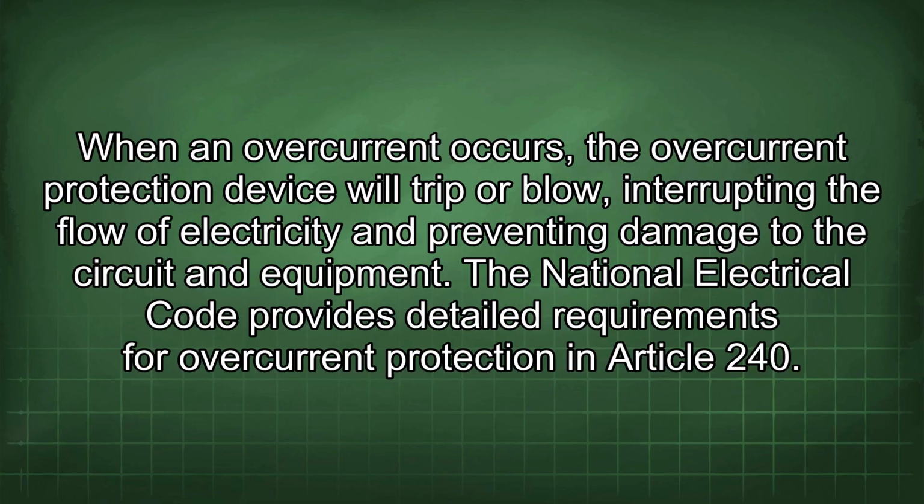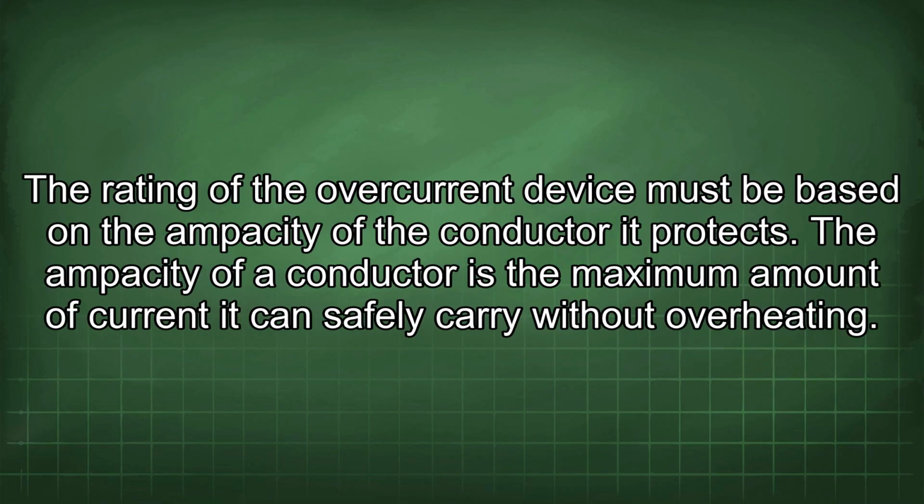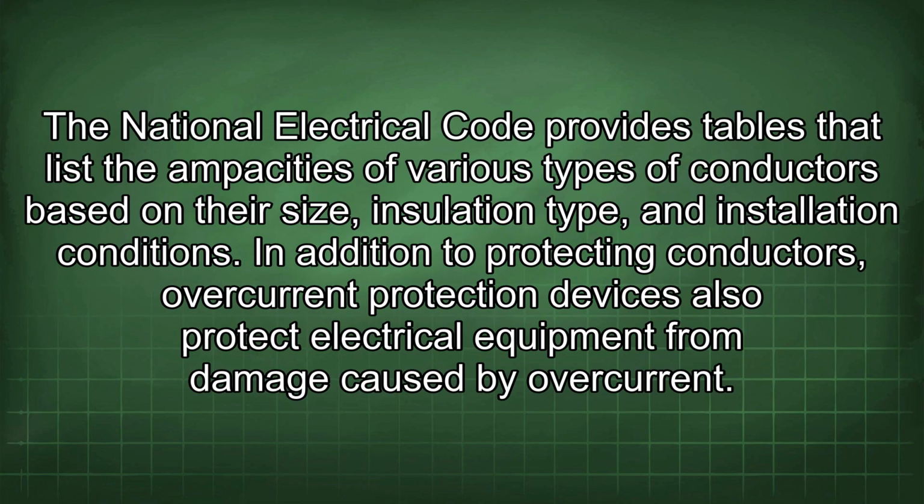The National Electrical Code provides detailed requirements for overcurrent protection in Article 240. This article specifies the types of overcurrent protection devices that are permitted, the ratings of these devices, and the installation requirements. In general, each ungrounded conductor in a circuit must be protected by an overcurrent device at the point where it receives its supply. The rating of the overcurrent device must be based on the ampacity of the conductor it protects. The ampacity of a conductor is the maximum amount of current it can safely carry without overheating.